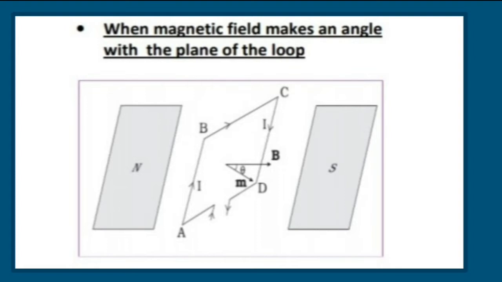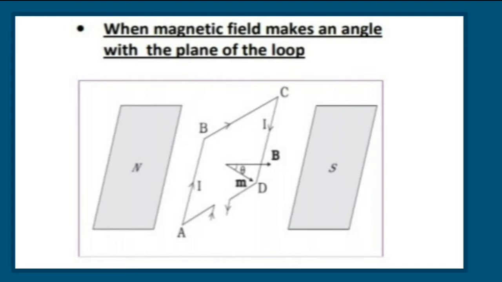In this case, the forces experienced by the sides AB and CD, as we discussed earlier in the previous case, the two forces will be equal in magnitude and opposite in direction, and their lines of action do not coincide. Hence, those two forces will be constituting a couple, which in turn produces a torque.